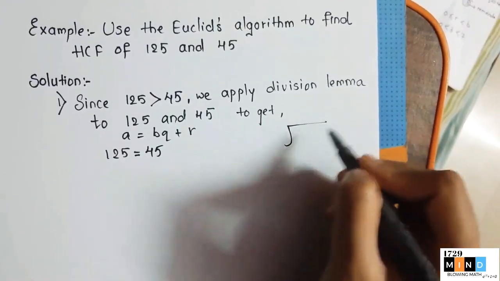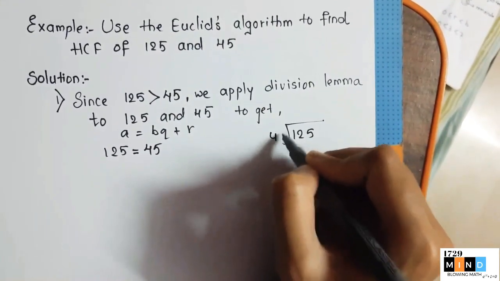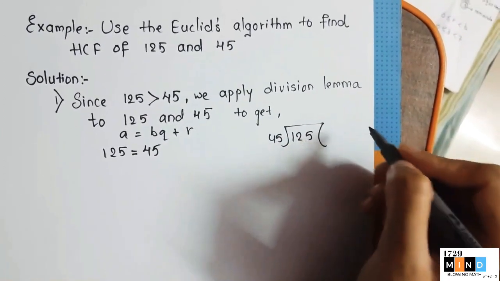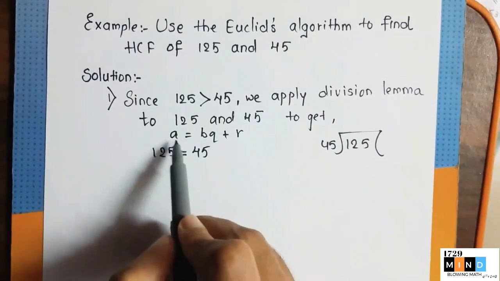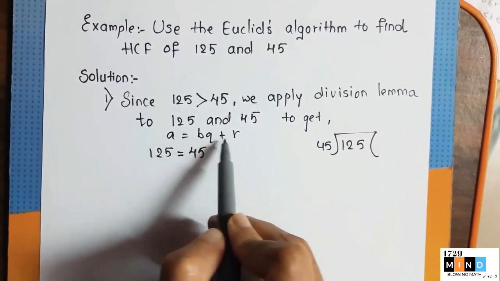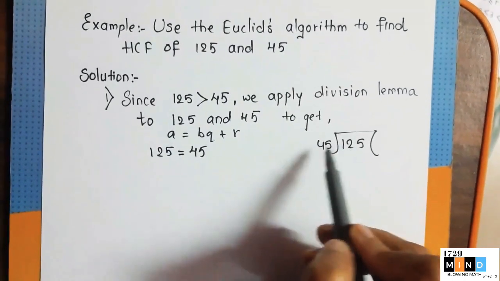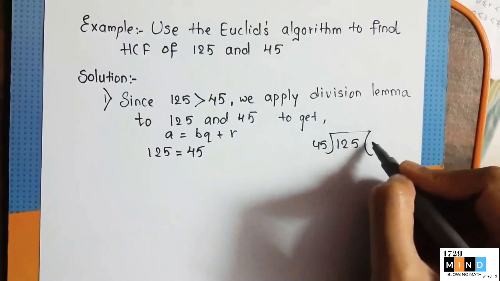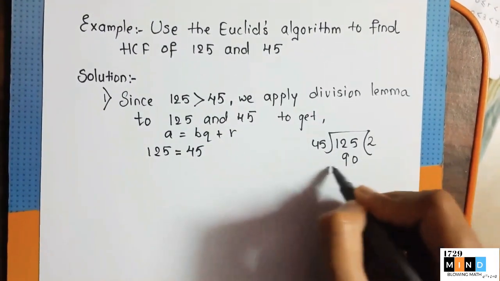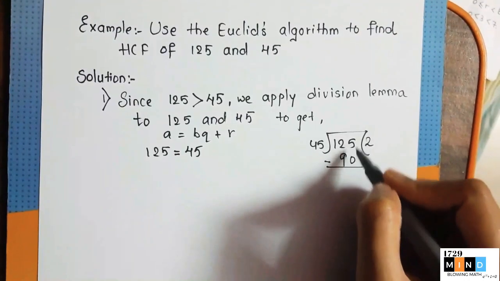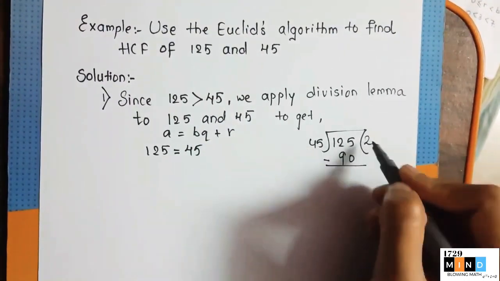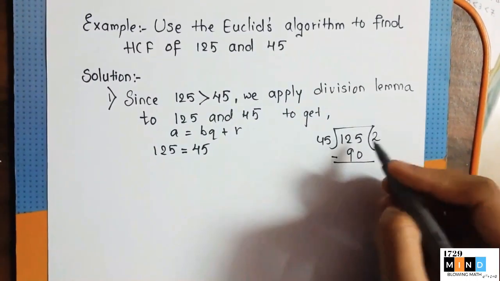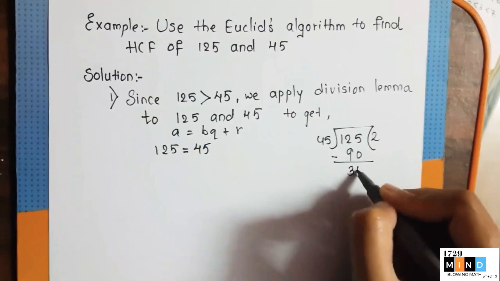Now here I am going to divide 125 by 45. While dividing, don't forget that we are going to write in the form A is equal to BQ plus R. In the table of 45, 45 twos are 90, which is the least number below 125. Now I have to subtract 125 minus 90, which is 35.